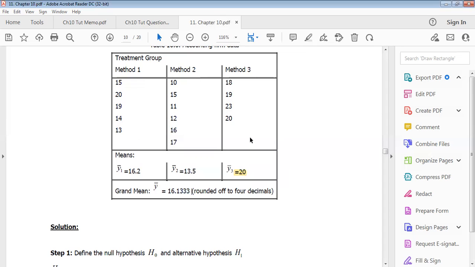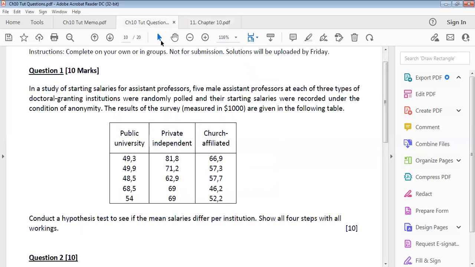So let's do that for our question, that one. Okay, so this is the third one. I'm just gonna stop sharing this so I can share the other screen.